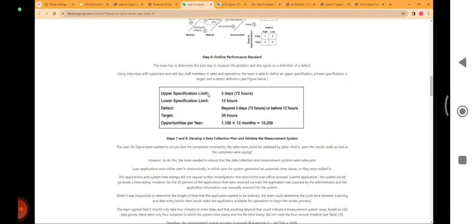What is the upper specification? That means the maximum point before it becomes a defect. That means a credit card or loan being delivered after 3 days. What is the lower specification limit before it becomes a defect for the internal customers, the organization that is trying to rush things and give a credit card or loan in below 12 hours? What is a defect then? A defect is a credit card or loan being issued after 3 days or before 12 hours. What is the target? This is the point we have to meet in order to avoid a defect, and that is basically between the upper and the lower specification limit. That is 36 hours, and that is what you do here.